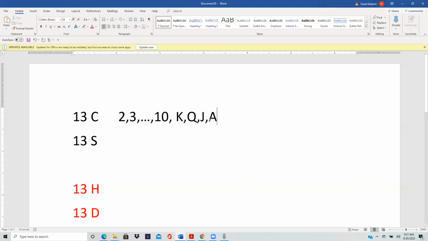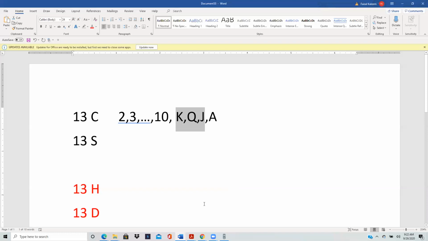And which of these cards are known as picture cards or face cards or court cards? These 3, the jack, queen, king. Sometimes they will call them picture cards, sometimes they'll call them face cards, and sometimes they will call them court cards. Okay, so that's all you have to know.